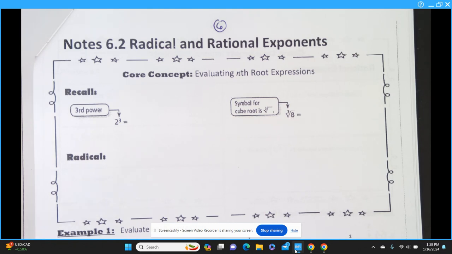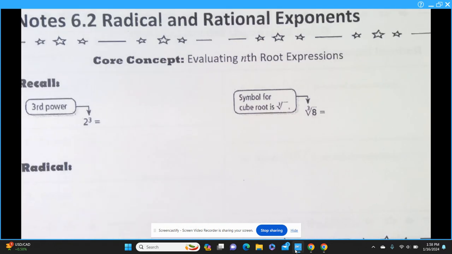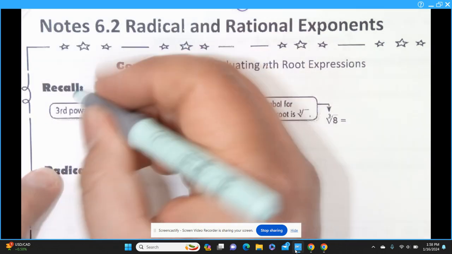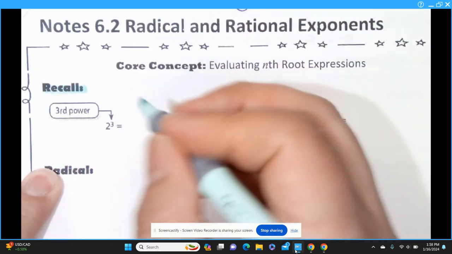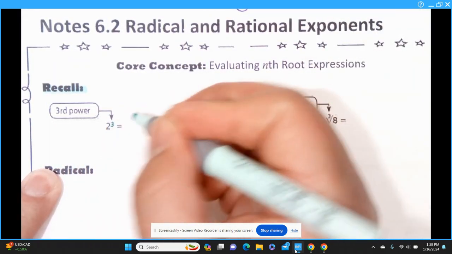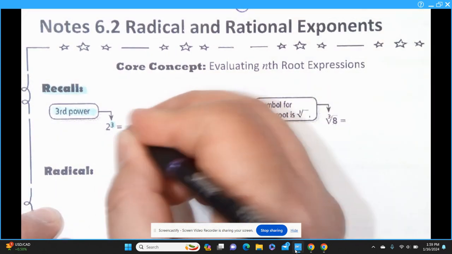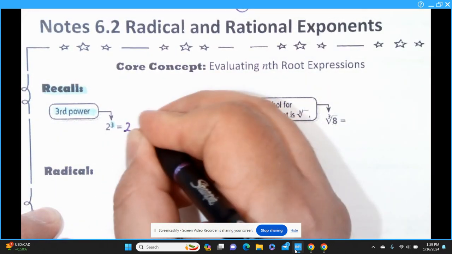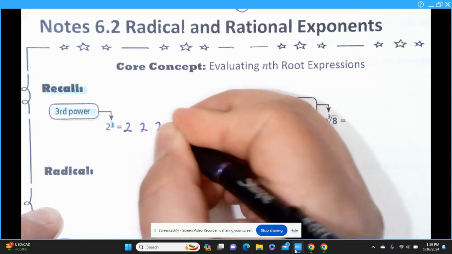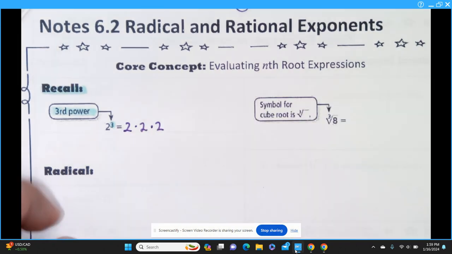So the first thing we have here is a little bit of a recall, something that we've already learned in the past, and that has to do with powers. So when we look at the power, it says the 3rd power right there. Remember, a power, the true meaning of it is telling you to write the number 2 3 times. So 1, 2, 3. And yes, of course, we're going to be multiplying.